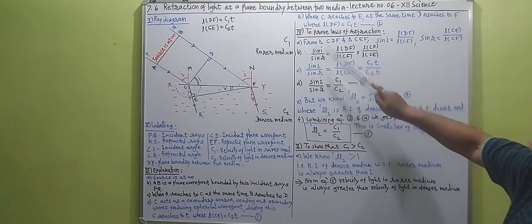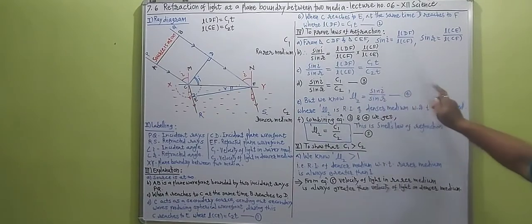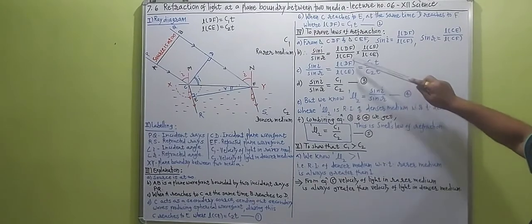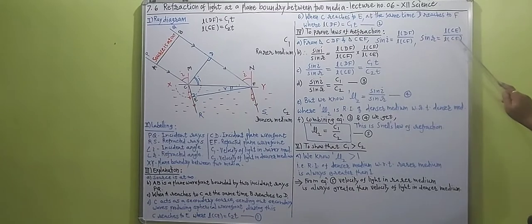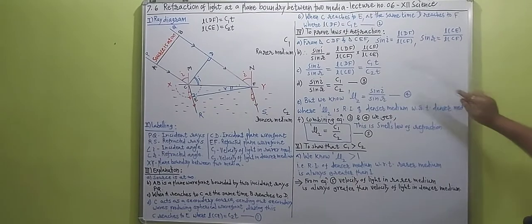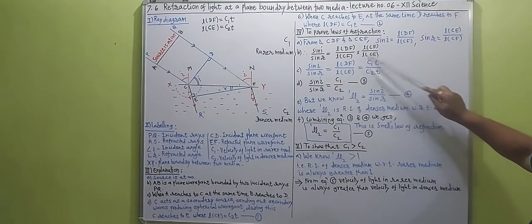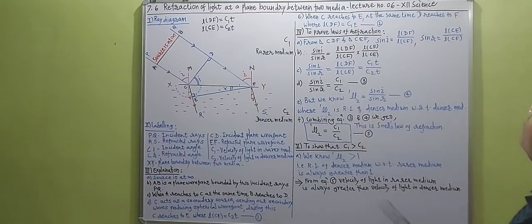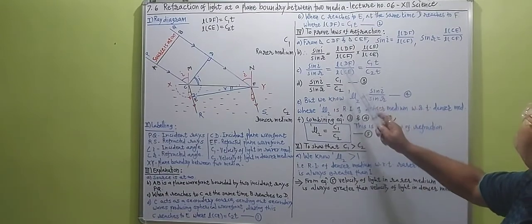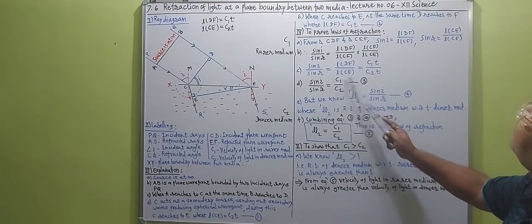Then I have taken the ratio. Sin I upon sin R is equal to length of DF upon CF, divided by length of CE upon CF. The denominator goes up and the numerator goes down. We get length of CF upon length of CE. Then sin I upon sin R, what do we get? The CF upon CF gets cancelled and you will get length of DF upon length of CE.